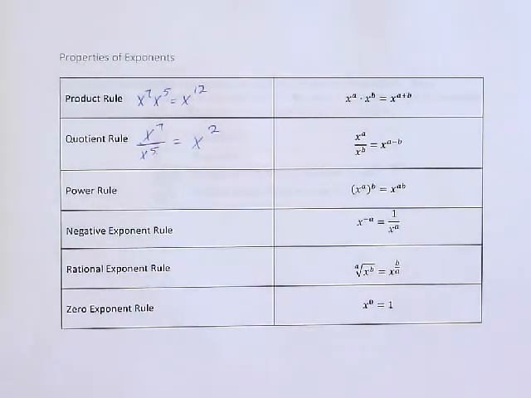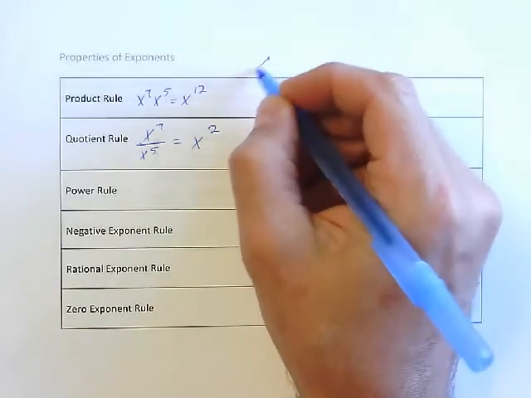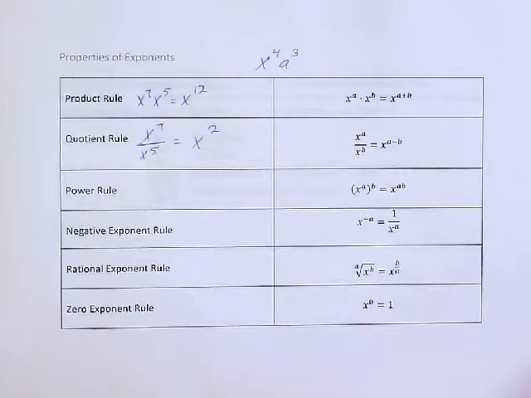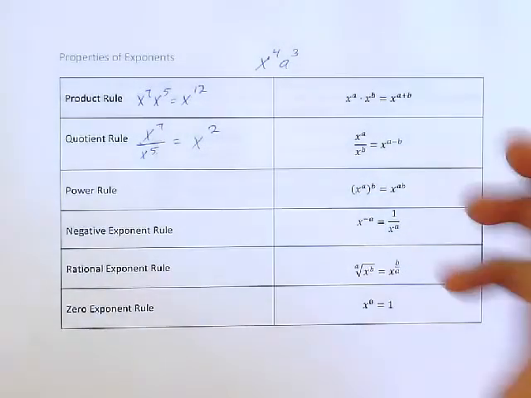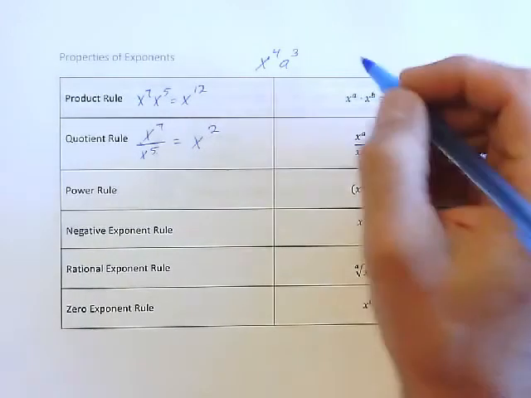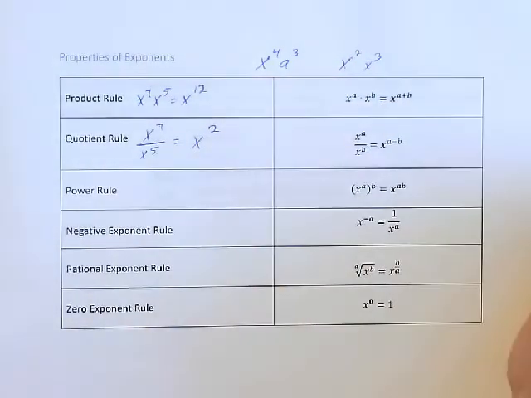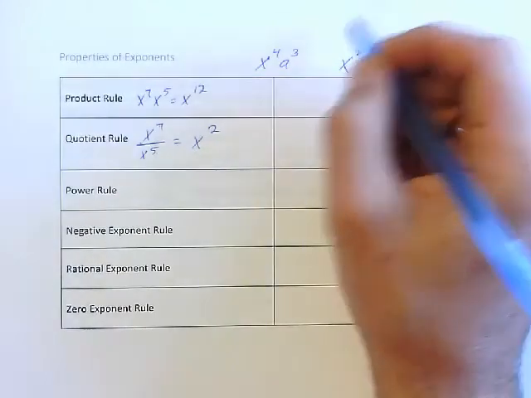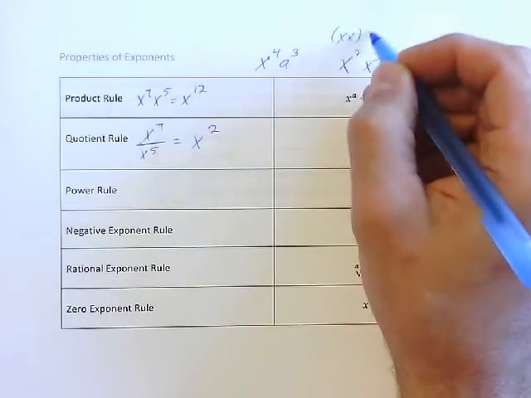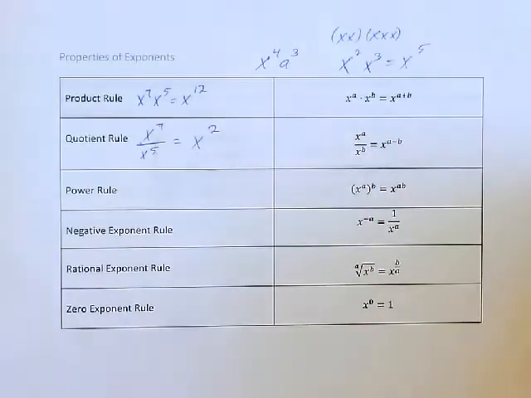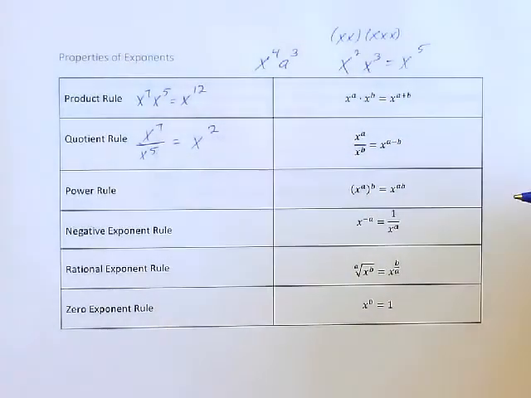If you have bases that are different, x to the 4th, a to the 3rd, you can't do anything with that, because since the bases are different, they can't be combined. Really what's happening is that whether you're doing the product rule or the quotient rule, if you have x squared and x cubed, x squared is 2 x's, x cubed is 3 x's, so in all, you're multiplying 5 x's, and that's how you end up with x to the 5th.